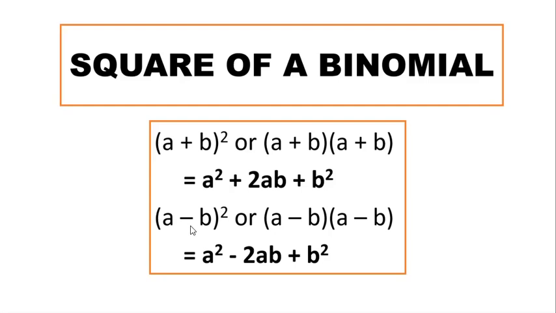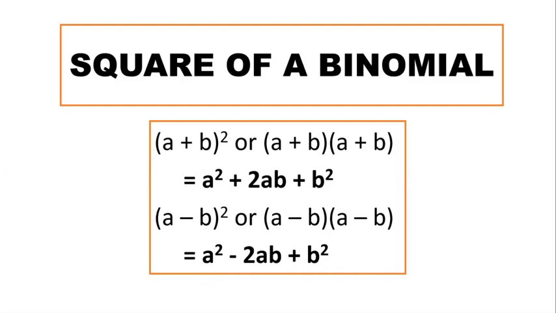Now, if a binomial is being squared, or multiplied by itself, and the operation that is used to separate the two terms is subtraction, just like here, a minus b squared, or a minus b times a minus b, the pattern to get the answer is this one, a squared minus 2ab plus b squared. Remember, these patterns are true for all binomials that are being squared, or that are being multiplied by themselves.